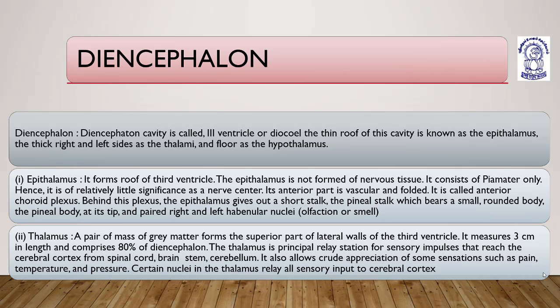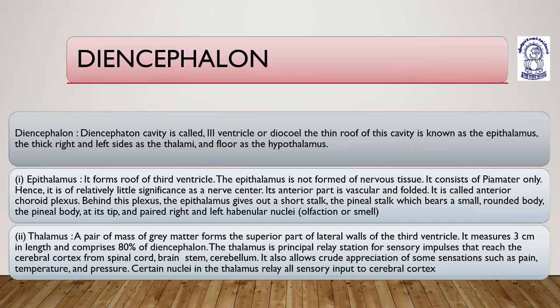My dear students, in the last lecture, we studied about different parts of the brain and their functions. We also did the classification of the brain: forebrain, then midbrain, and then hindbrain. We discussed the limbic system. Today we are going to start with the diencephalon.